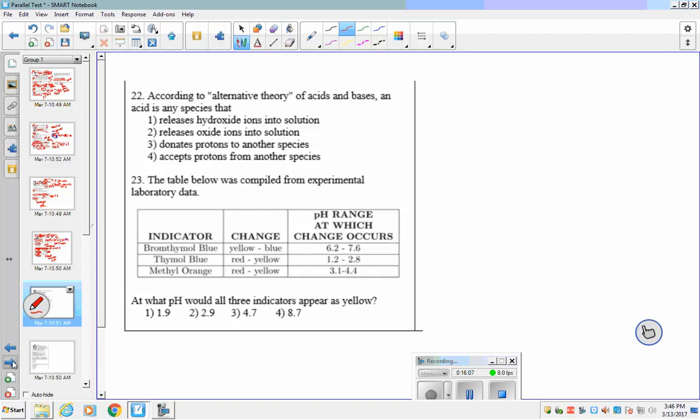Number 22, according to an alternate theory of acids and bases, this is definitional, so this was on pages 2 through 4 in your notes. An acid is any species that is going to donate protons. This means the same thing as giving away H plus ions. Keep in mind that we use these terms pretty interchangeably in this unit.